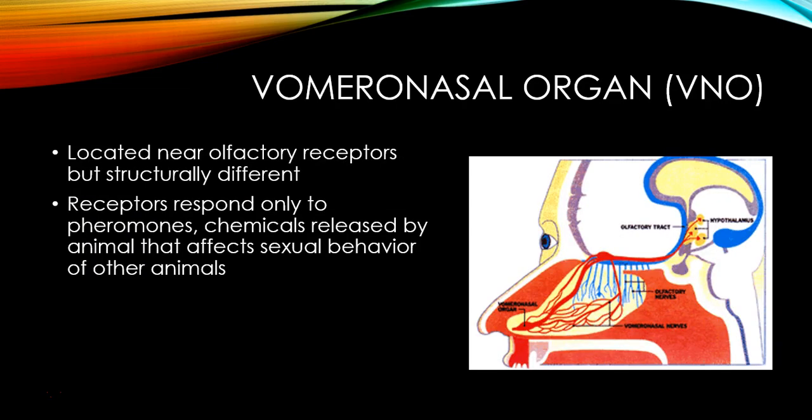All right, so structurally different but located near the olfactory receptors in the nose is this vomeronasal organ that has receptors that respond to pheromones. So not to chemicals that are produced in the environment, but instead particular chemicals that are released by animals that affect sexual behavior of other animals, and we're including humans in this as well.